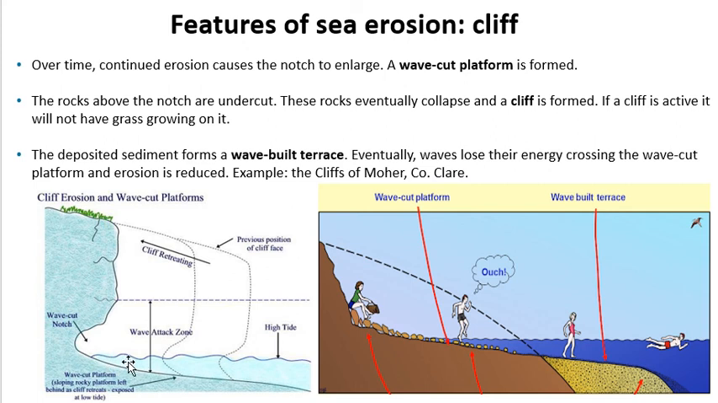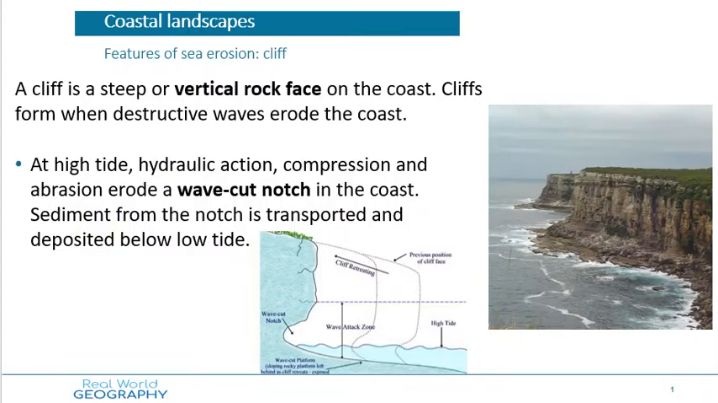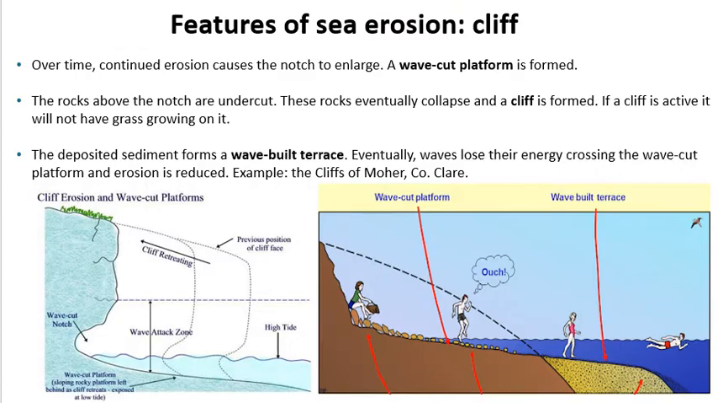The processes involved are hydraulic action, abrasion, and compression. Again, guys, define what those are. Good stuff. And then, guys, you draw a diagram. This is the diagram we're going to draw here, the one on the left of this slide. And then give your examples as well. Example: the cliffs of Moher in County Clare.